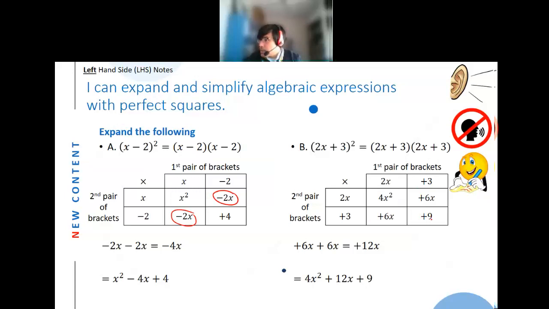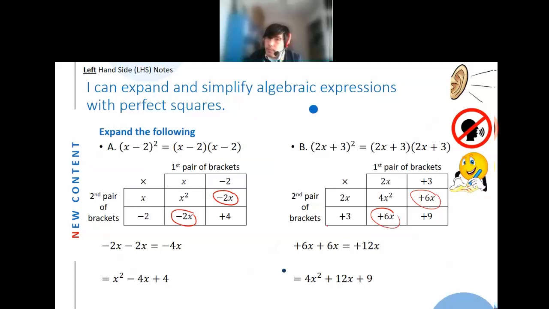And so what we get next is we combine the plus 6x and the plus 6x. That's going to give us plus 12x altogether. And then putting everything together, we got 4x squared plus 12x minus 9.